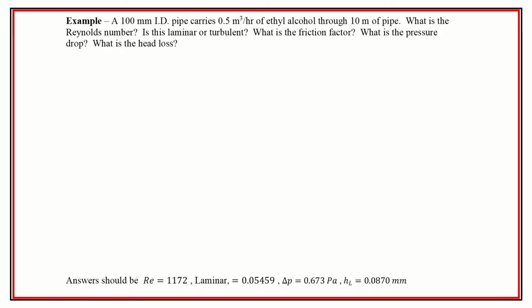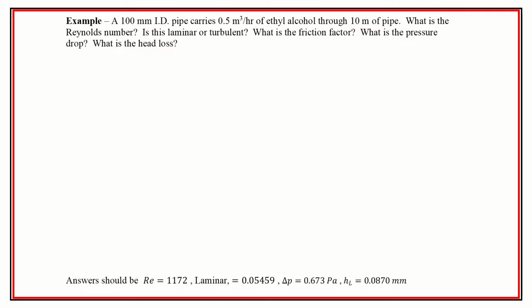Here's another laminar pipe drop calculation where we have a 100 millimeter inside diameter pipe. It's carrying 0.5 cubic meters per hour of ethyl alcohol through 10 meters of pipe. We want to know what the Reynolds number is, whether it's laminar or turbulent, what the friction factor is, what the pressure drop is, and what the head loss is.